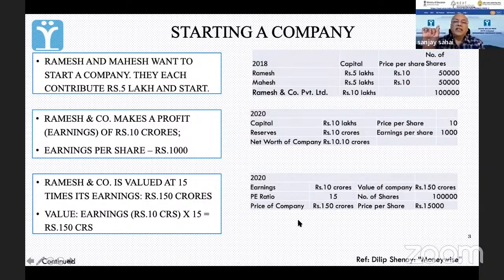See, this is a basic thing. Please understand this. There are 2 or 3 things which are coming here. Number one, the value of the company is a perceived value. It is something which you are saying will happen. It is there in the future. It is not there today. If you look at the net worth of this company, it is only 10 crores.